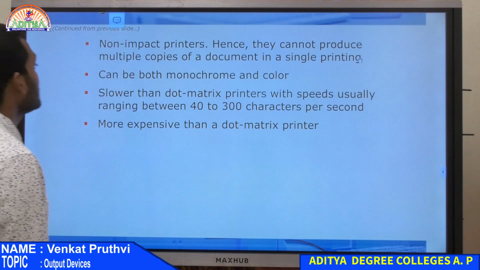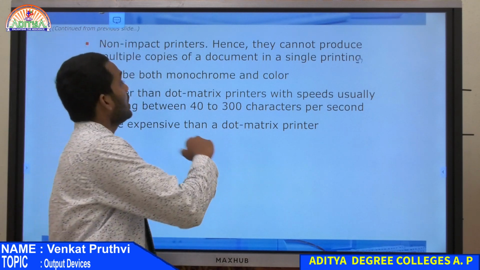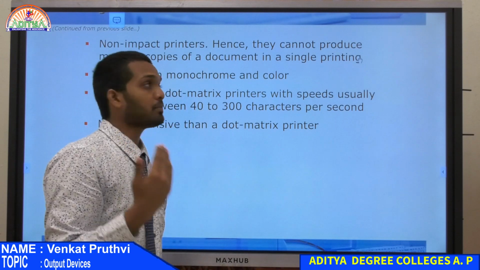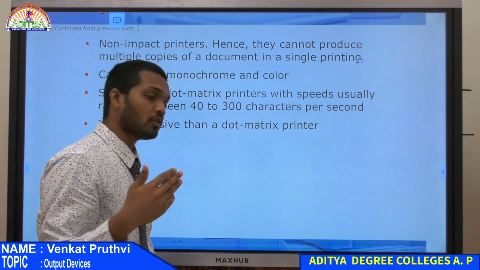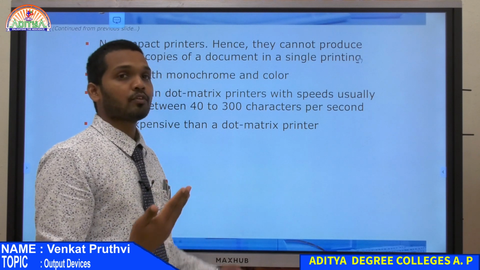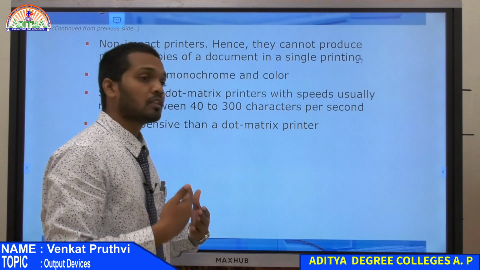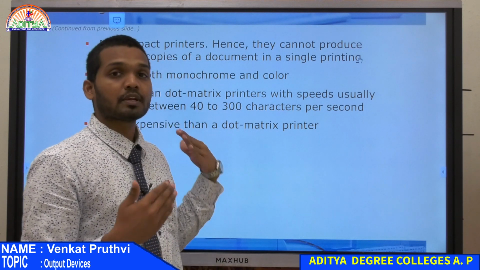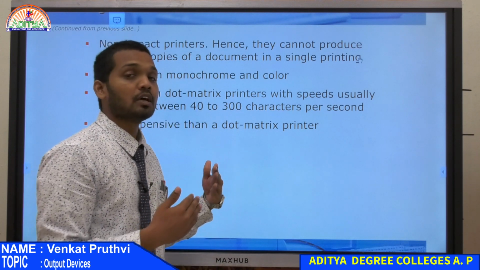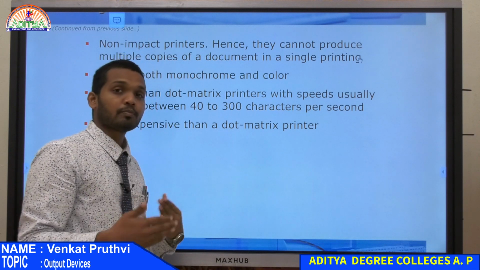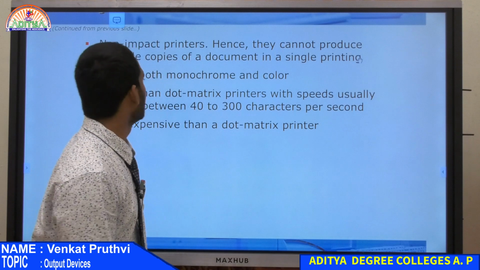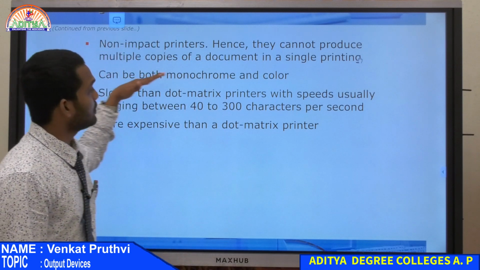Now, when you try to understand this, they are non-impact printers. That means they are not able to produce multiple copies of the same document in a single print. If you want to take the print again, or if you want multiple copies of the same print, then you have to do it multiple times. Whereas in dot matrix printer, they were impact printers. So that means you are able to get the output of the single document at the same time for multiple copies. And then they can be both monochrome and color.